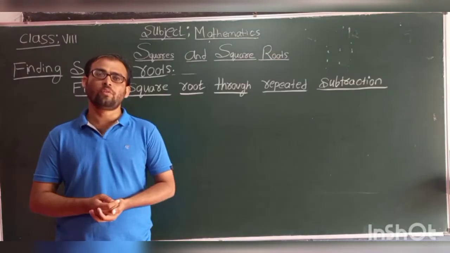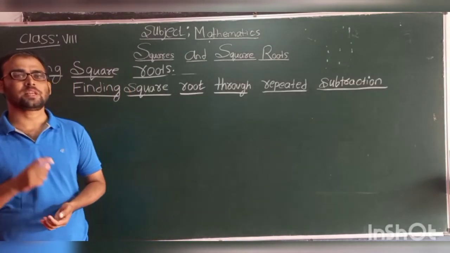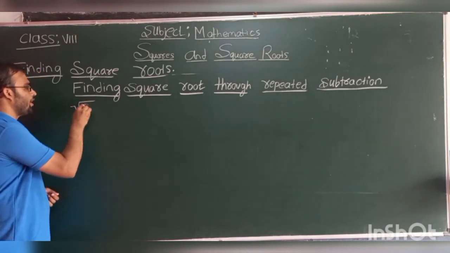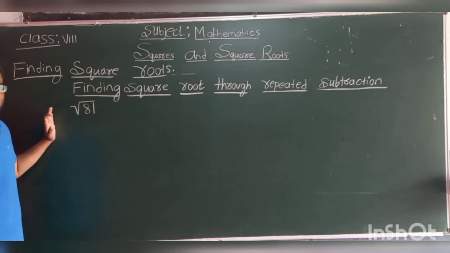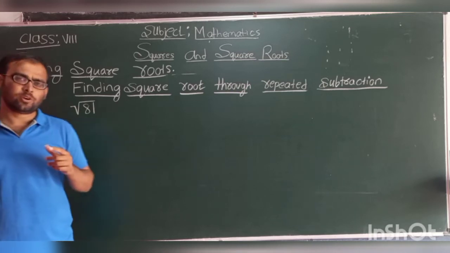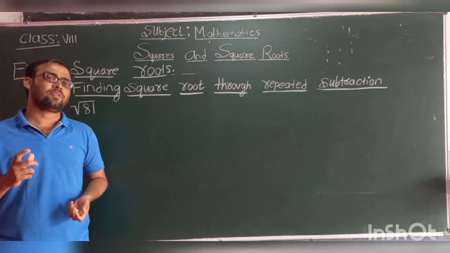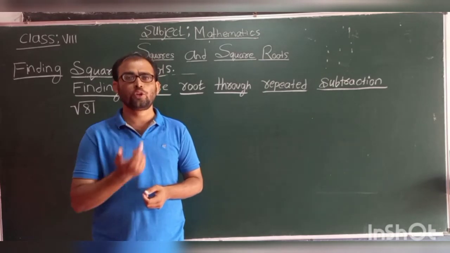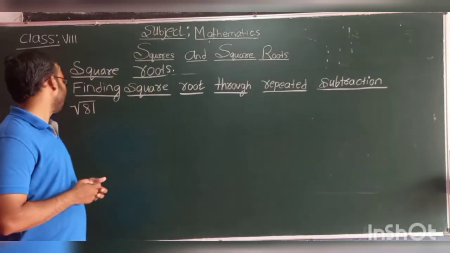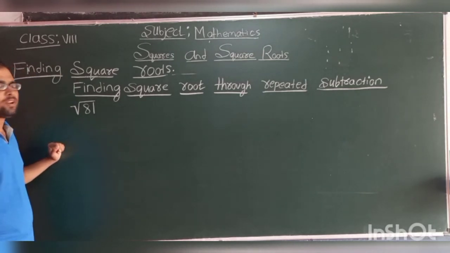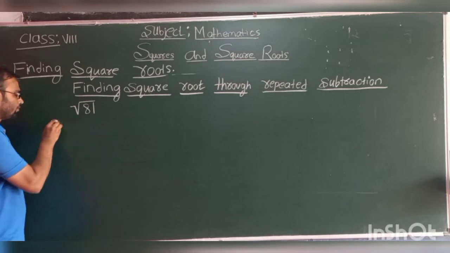10. Students, now we'll discuss how to find the square root of a number using repeated subtraction method. Suppose you are asked to find the square root of 81, then using this method, how can we find the square root of 81? As I told you earlier, the square of a number can be expressed as the sum of n odd numbers. So we will use that trick in this method. So first take 81.